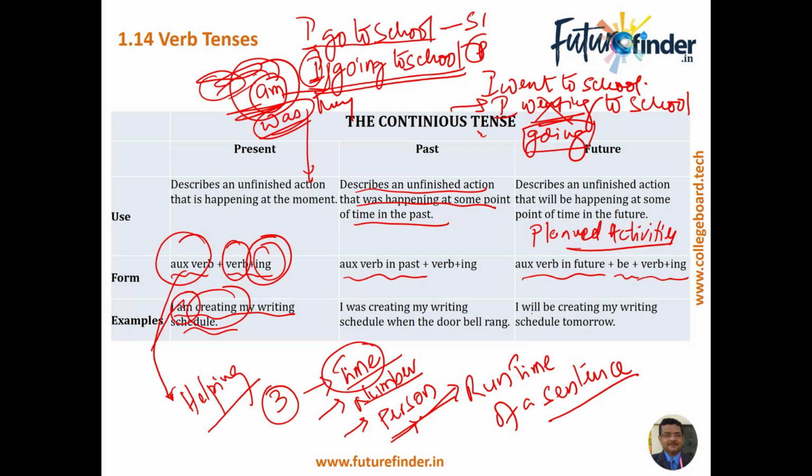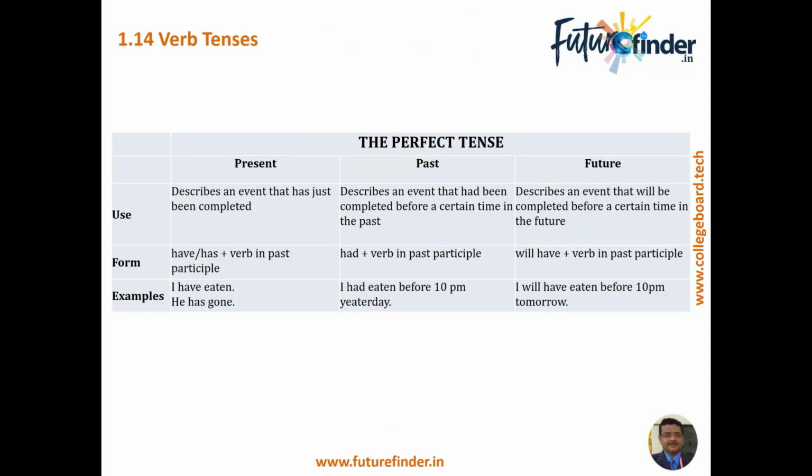I will be creating my writing schedule tomorrow. So this could be a planned activity that you would be creating your writing schedule tomorrow. So it's a very simple discussion on continuous tense. We need to again understand that verbs which are stative don't have a continuous tense. So we did that when we did the verb. You can go back to the verbs and refer that back to understand.